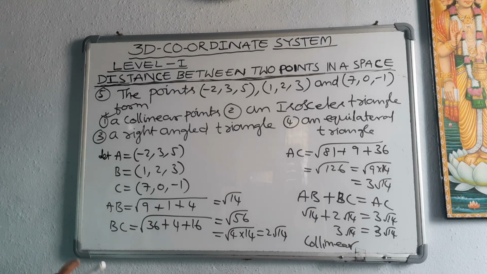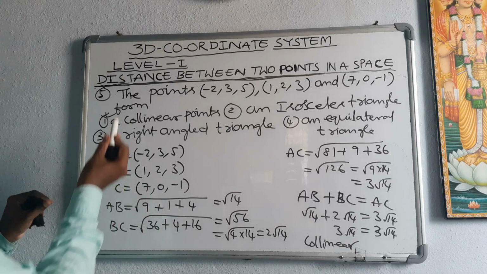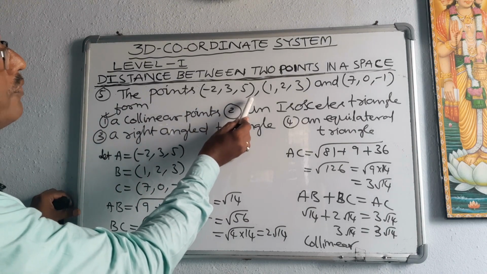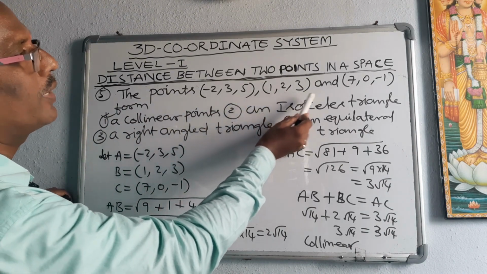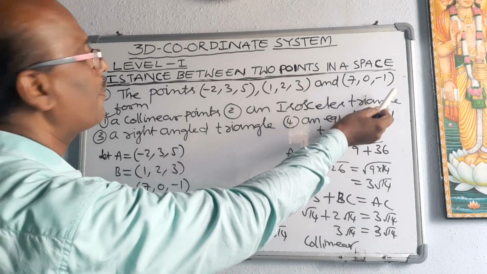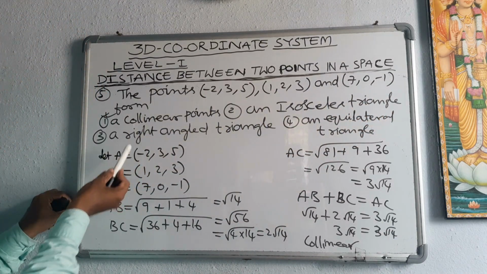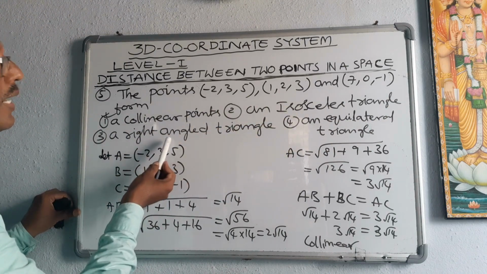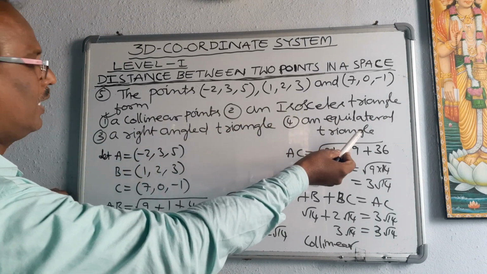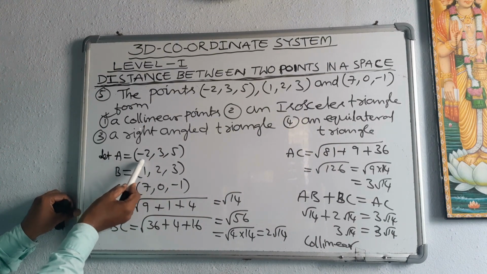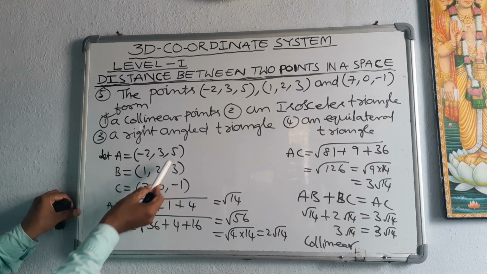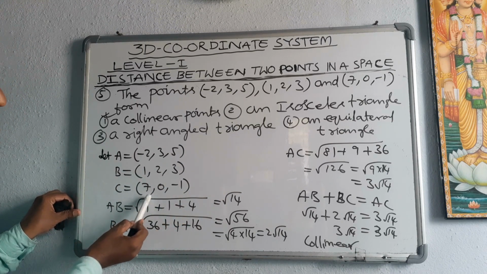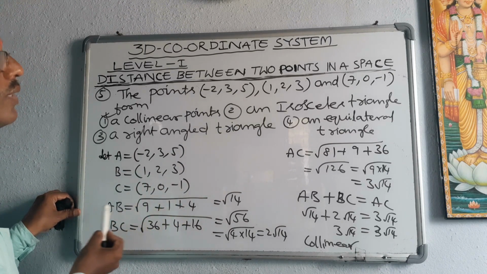Again explaining the solution of the fifth question. The points (minus 2, 3, 5), (1, 2, 3) and (7, 0, minus 1) form. Here four options are given: collinear, isosceles, right angled and equilateral triangle. Let A equal (minus 2, 3, 5), B equal (1, 2, 3), C equal (7, 0, minus 1).